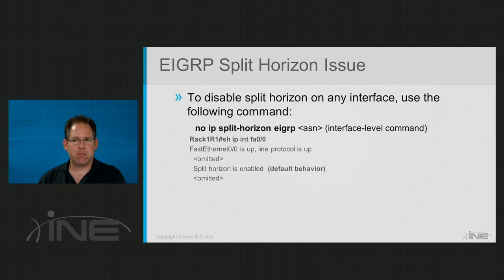So in that particular case, where we don't really have to worry about routing loops, where split horizon is hurting us more than helping us, we can disable it, as you can see here with the command no ip split-horizon eigrp and then the autonomous system number.